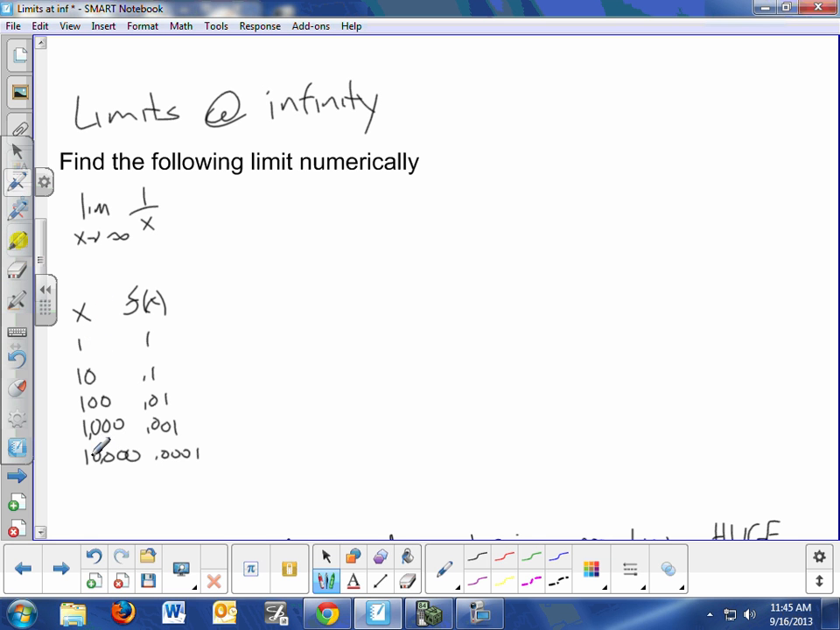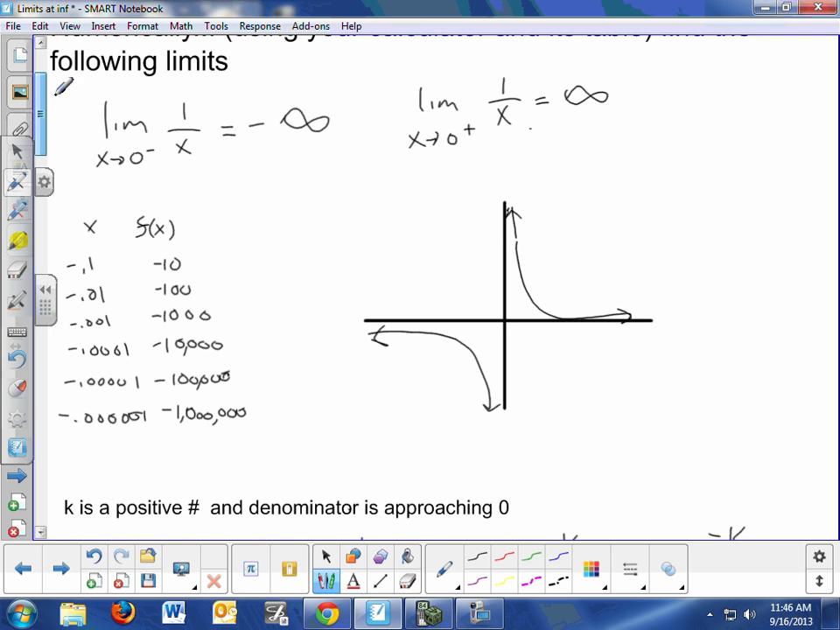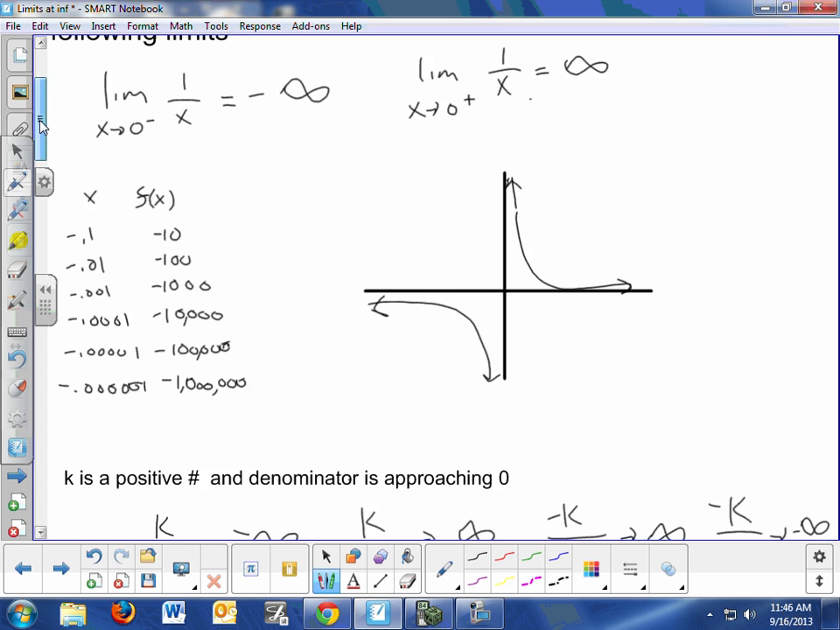So as my x's get bigger and bigger and bigger, what are my function values doing? Getting smaller. So as I continue to plug in bigger and bigger values into my denominator, what is this function approaching? 0 is correct. Notice the graph of my function. As my x's get bigger and bigger and bigger, my function is trending towards 0. This is what we call a horizontal asymptote.